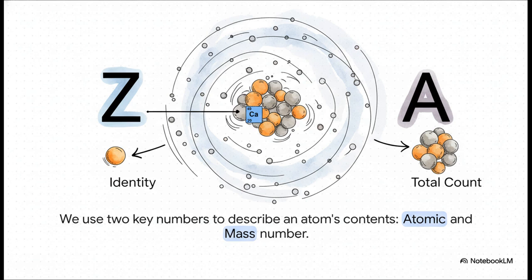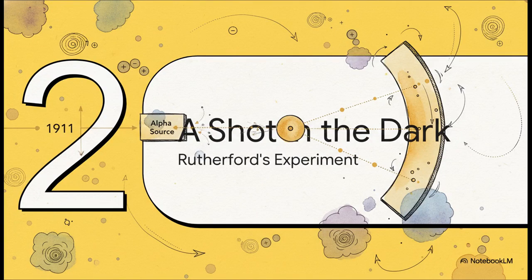Then there's the mass number, or A. That's just the total count of the heavy particles, so protons plus neutrons. See? Pretty straightforward. Okay, so we know the players now.